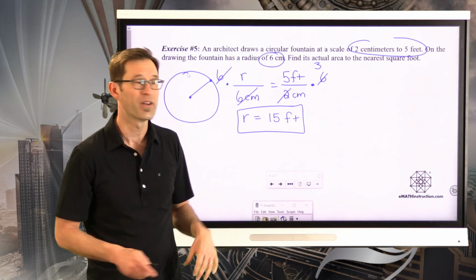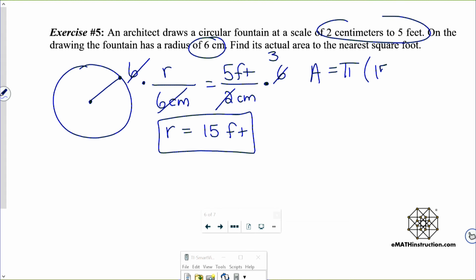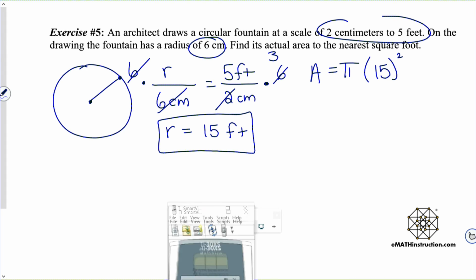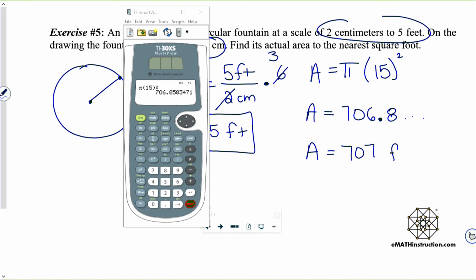Okay, now I can do the area formula, right? The area formula is going to be pi times 15 squared. And because they want it to the nearest square foot, there's actually no reason for me to figure out 15 squared. I can just do this, right? And that immediately tells me that the area is 706.8, etc., rounded to the nearest square foot, 707 square feet.